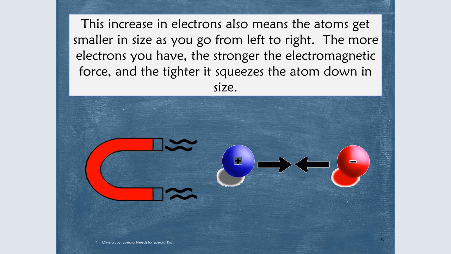This increase in the electrons also means the atoms get smaller as they go from left to right. The more electrons you have, the stronger the electromagnetic force and the tighter they squeeze the atoms down in size. Okay, so that means that the ones way on the left are bigger than the ones way on the right, because the attraction between the two pulls them closer together. So it goes from large to small. And this is a squeezing.